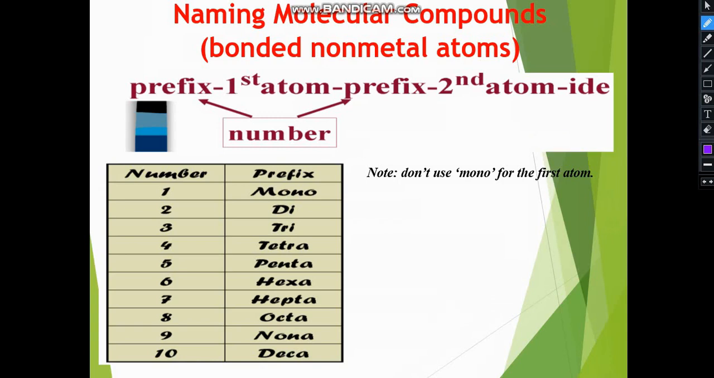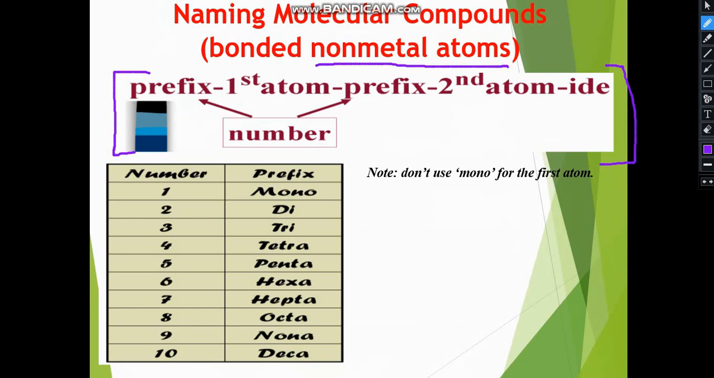So for us to know how to name molecular compounds, we first need to understand what molecular compounds are. Basically, molecular compounds are compounds that are formed from non-metal atoms. So if you have two non-metal atoms bonding, they form a compound. That compound is a molecular compound. So what are the rules, or what do we do to name molecular compounds? Well, we have this statement here. This statement basically helps us to know how to name molecular compounds.